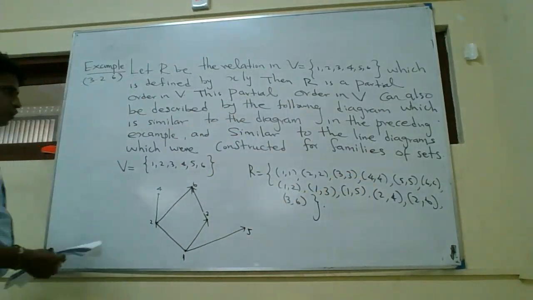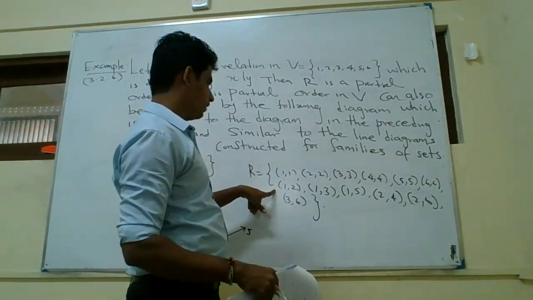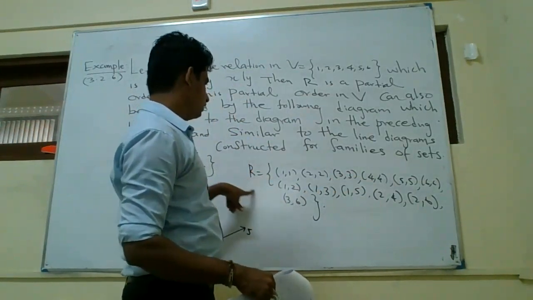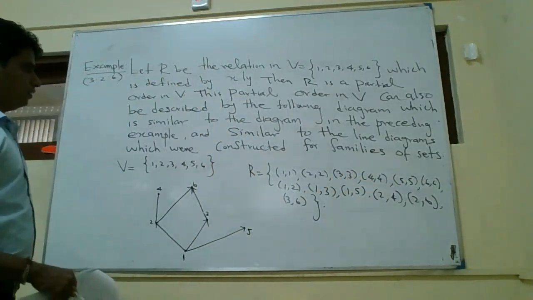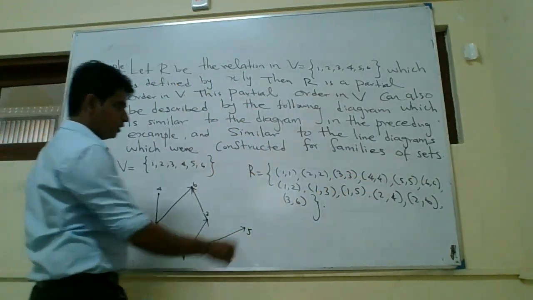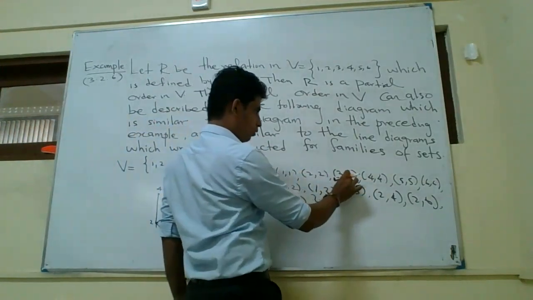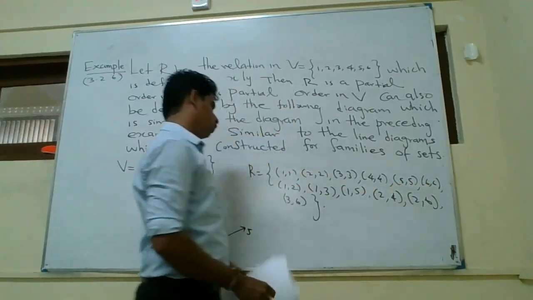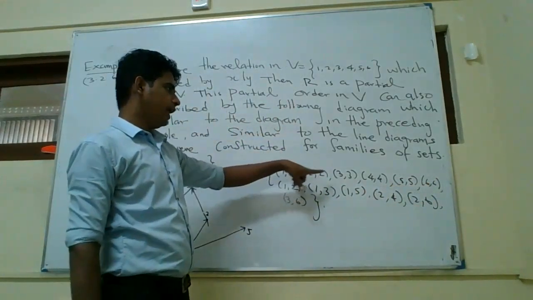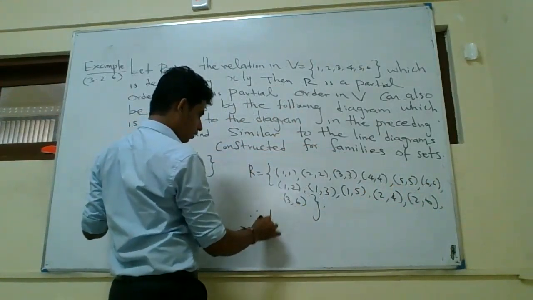Now, in this relation, you want to check that reflexive, antisymmetric, and transitive exist. If these 3 things exist, then you can say that this is a partial order set. Reflexive is obviously okay, from this set 1 1 belongs to R, 2 2 belongs to R, 3 3, 4 4, 5 5, 6 6 belong to R. Therefore, R is reflexive.